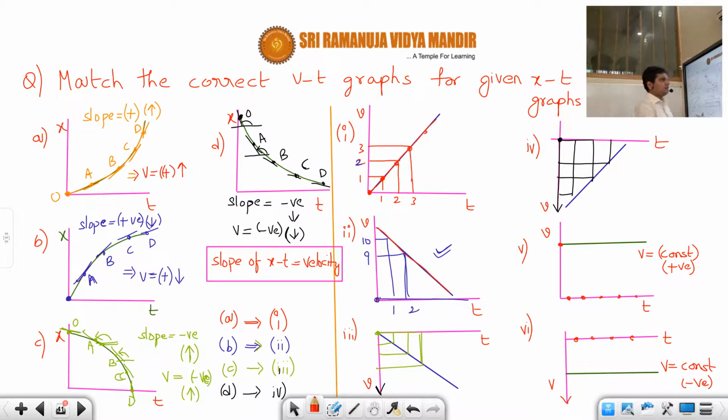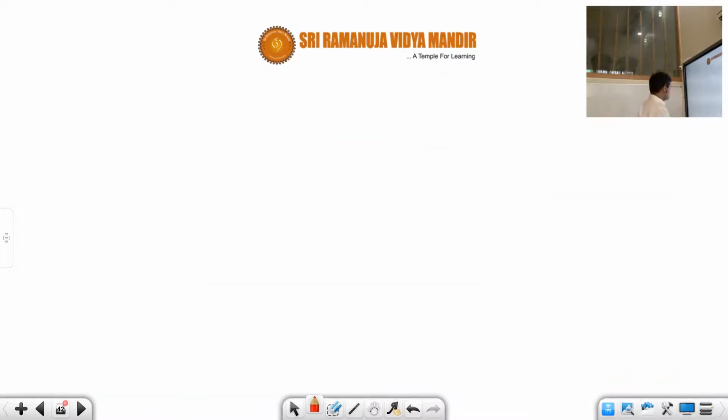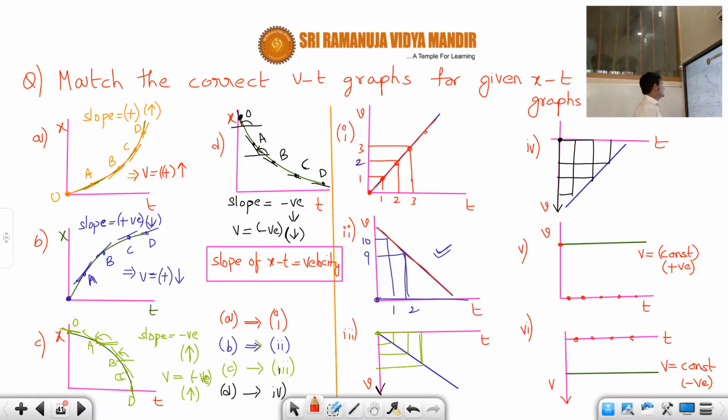Now let us draw that one. From these, let us say fifth and sixth are given, VT graph, and now if you are asked to find out xt graph, how to draw that one? That we are going to see next. Is it clear, students? The first four, that is A, B, C, D on the left hand side for xt graph, these are all non-uniform motions. And what will be the shape of VT graphs? I already told you, 1, 2, 3, 4.